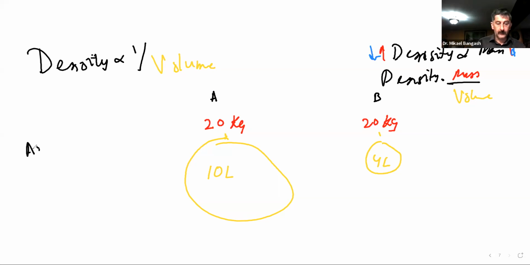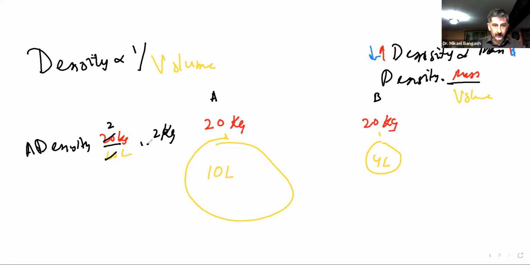Now for A, what is going to be the density? It's going to be those 20 kilograms per 10 liters. Now, when we do the math, 20 divided by 10 becomes 2. So our density in this case becomes 2 kilograms per liter.